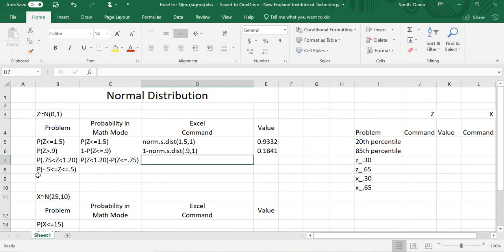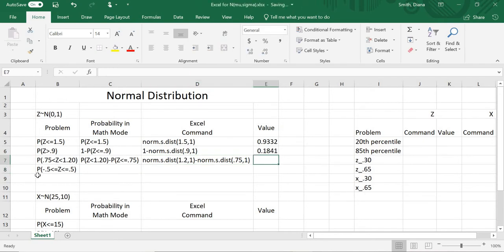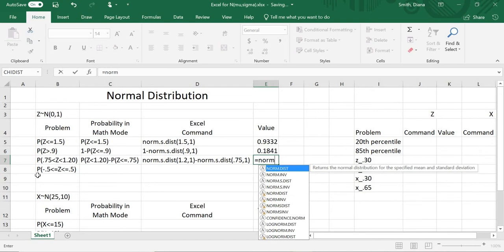Okay, so if I put it, again, for now without the equal sign so that we see what I'm typing, it will just be NORM.S.DIST, and then the first number, the 1.2, comma 1, minus NORM.S.DIST of our second number, comma 1. That's the same exact thing that I'm going to plug in over here, but I put the equal sign so that I get a number out.